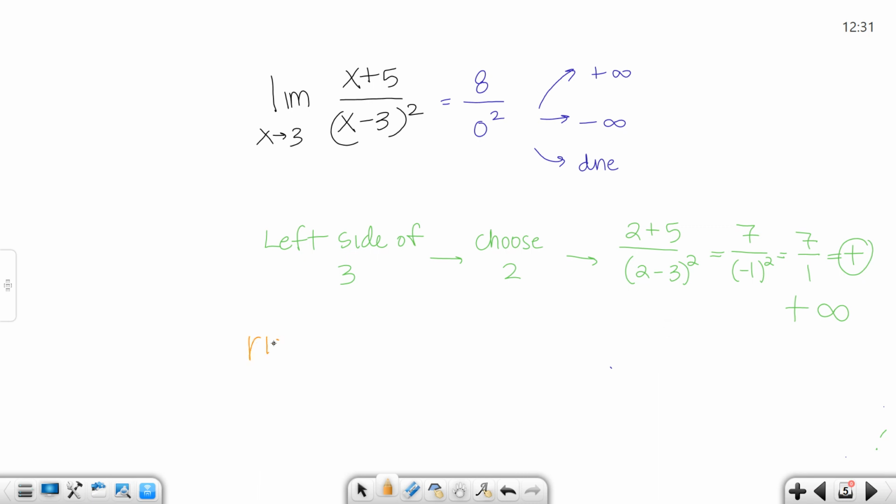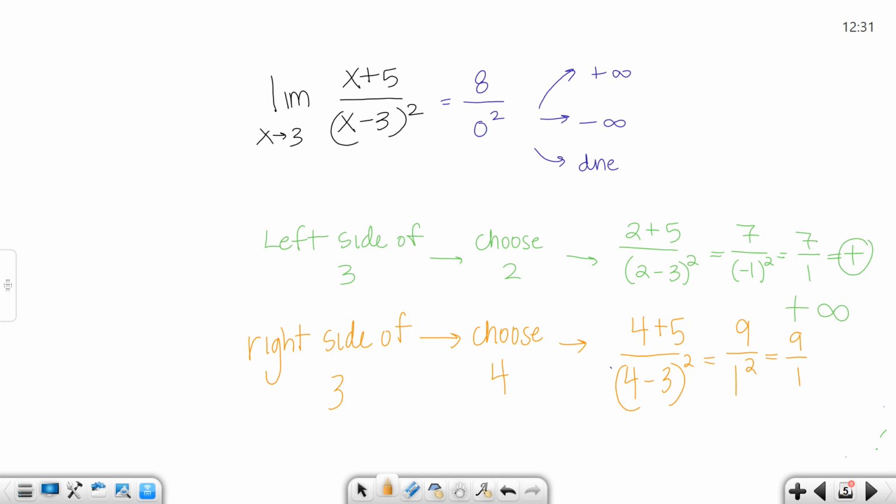I will then plug in on the right side of 3. Something on the right side of 3 that I might choose is 4. I will plug 4 into this expression. 4 plus 5 over 4 minus 3 squared. That would give me 9 over 1 squared, which would give me 9 over 1. I could care less that the answer is 9 there. What I care about is that it is a positive result. Positive result means that it's going up.